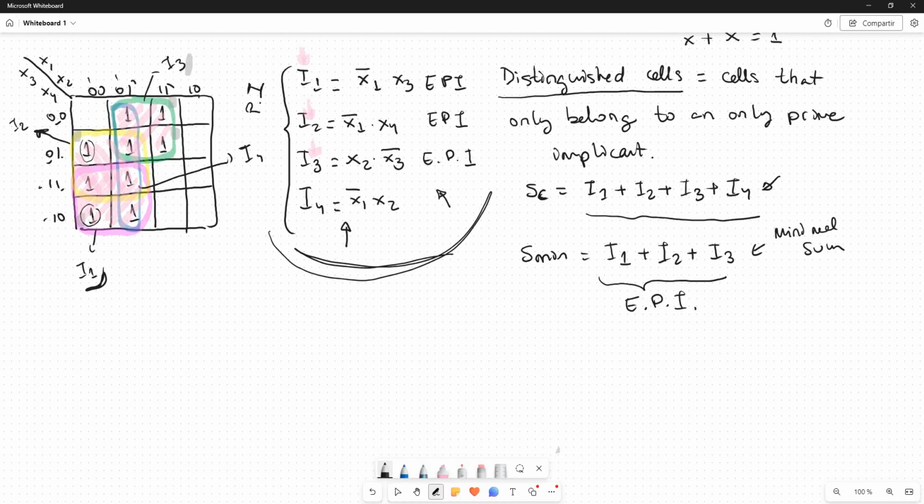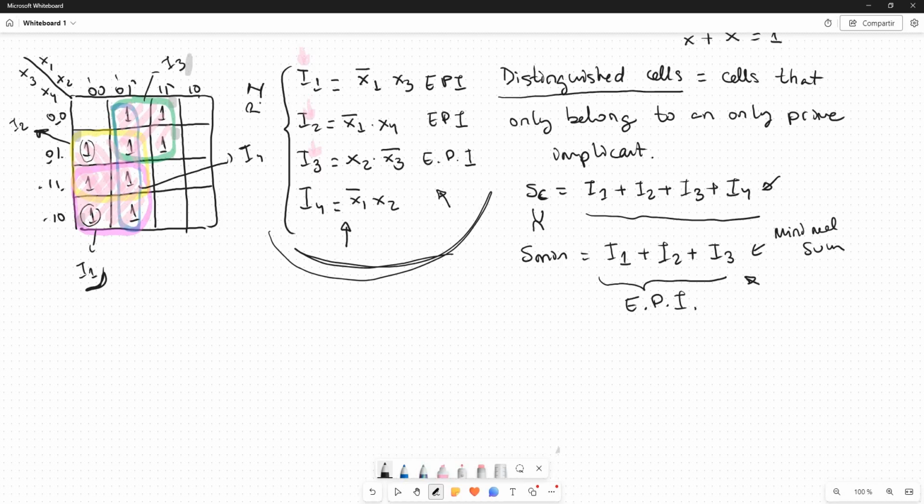And the minimal sum is equivalent to this. I mean, equivalent because the function is the same. They are two different representations of the function. But you can see that this expression is smaller. In this expression, we are going to need a smaller circuit. So it's going to be cheaper.